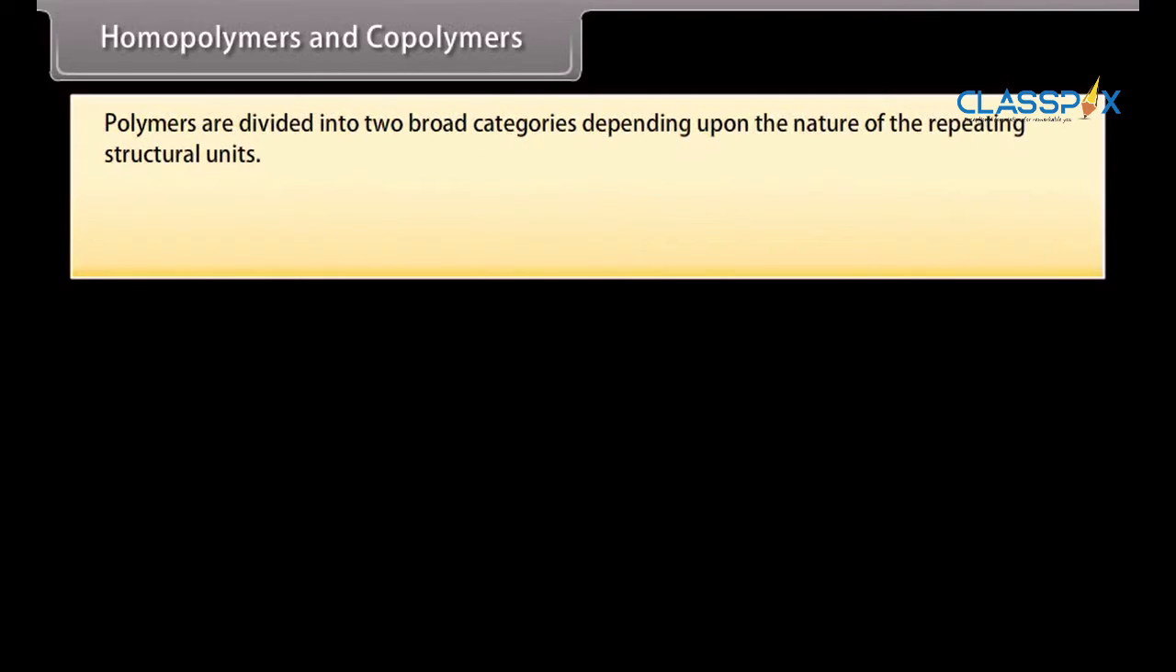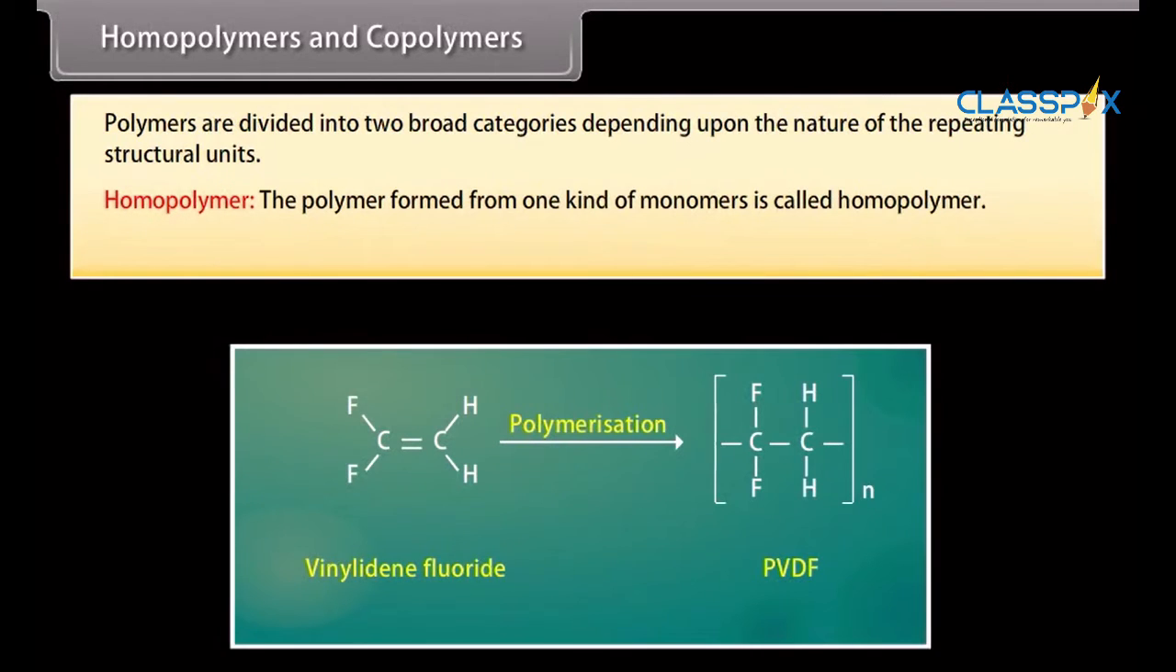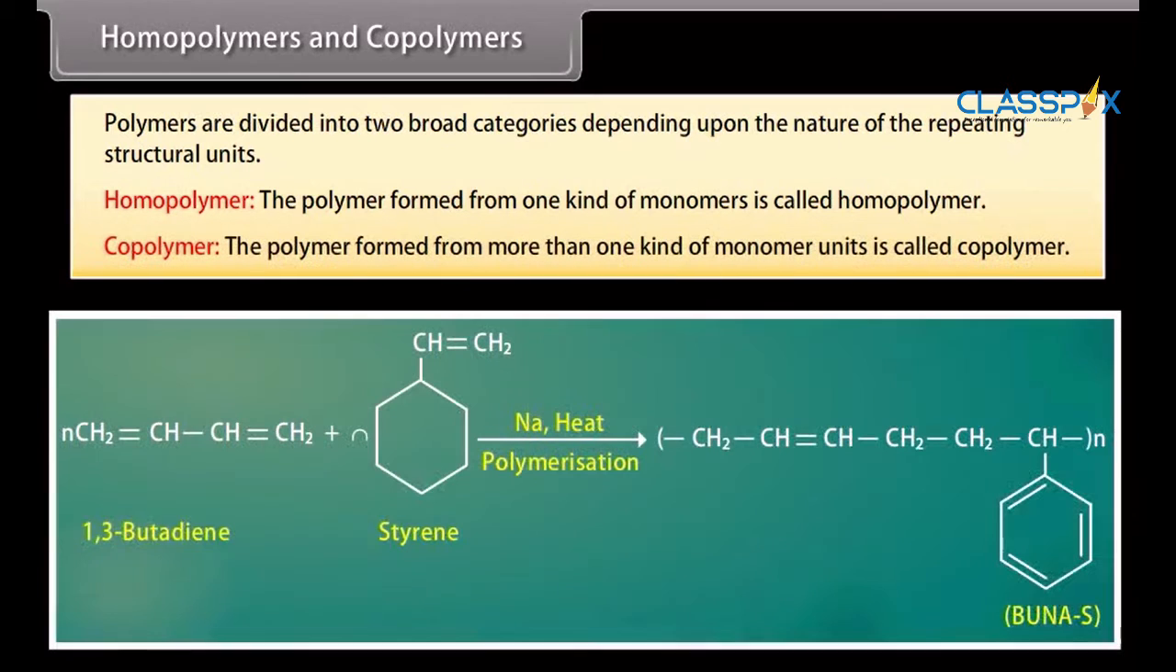Polymers are divided into two broad categories depending upon the nature of the repeating structural units. Homopolymer. The polymer formed from one kind of monomer is called a homopolymer. For example, PVDF is formed from vinylidene fluoride. Copolymer. The polymer formed from more than one kind of monomer unit is called a copolymer. For example, Buna-S rubber is formed by 1,3-butadiene and styrene.